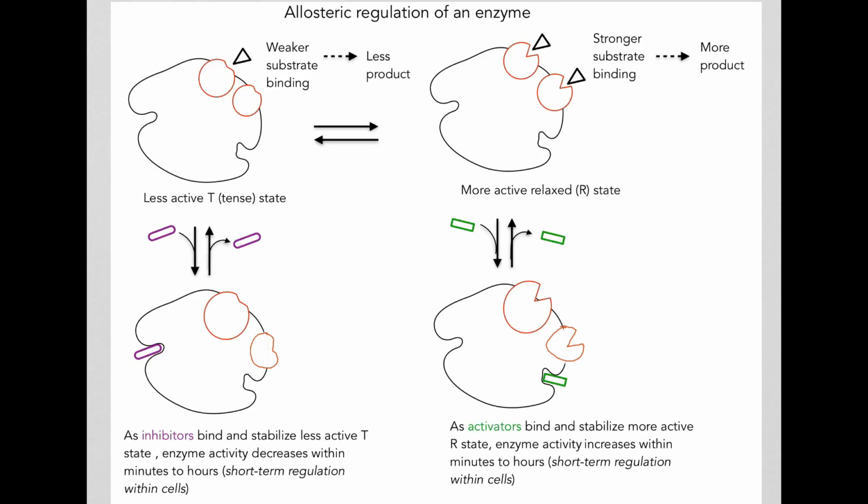Now, if other chemicals are present around the enzyme, these chemicals are called modulators. So if modulators are also present around the enzyme, then the enzyme activity could either go up or the enzyme activity could go down.